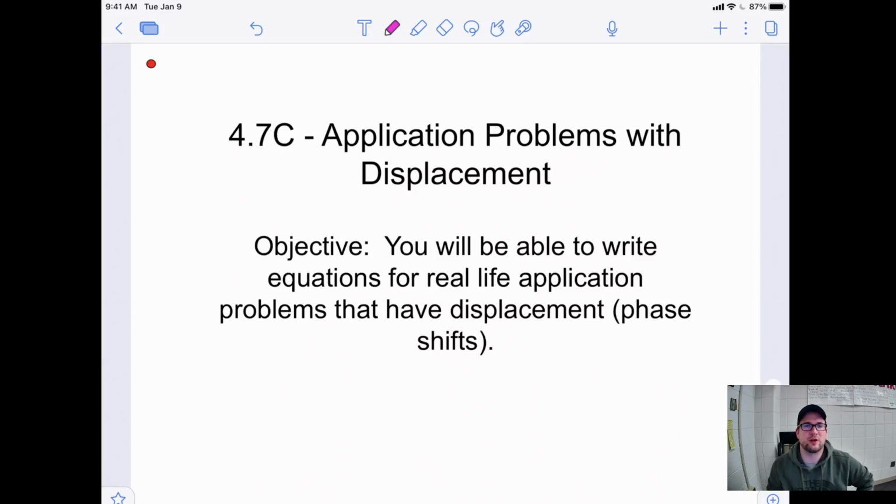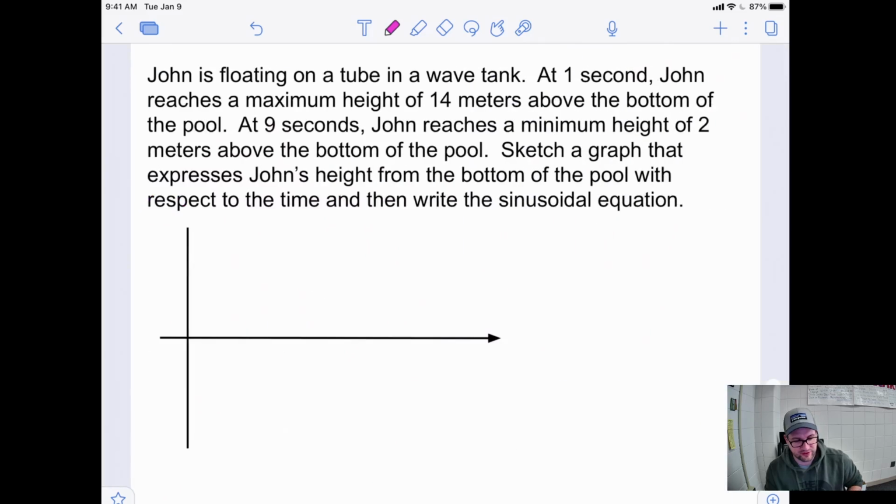We're going to be working on 4.7c today. This is application problems with displacement. Displacement basically means phase shifts. That's the one thing that we have been leaving off with all the problems we were working on yesterday. We did not have any phase shifts. Today we're going to get those phase shifts. So it says you will be able to write the equations for real-life application problems that have displacement, aka phase shifts. So let's take a look at what this looks like.